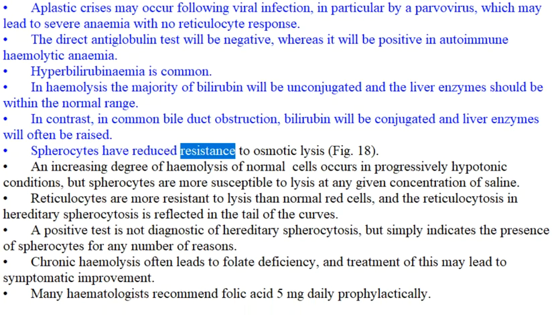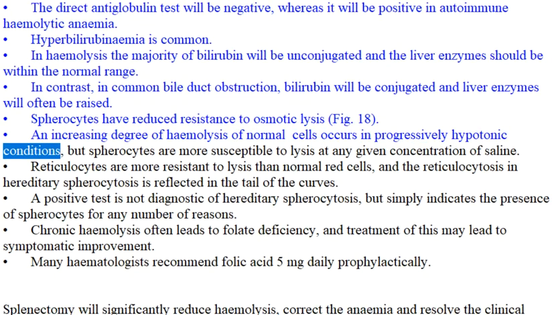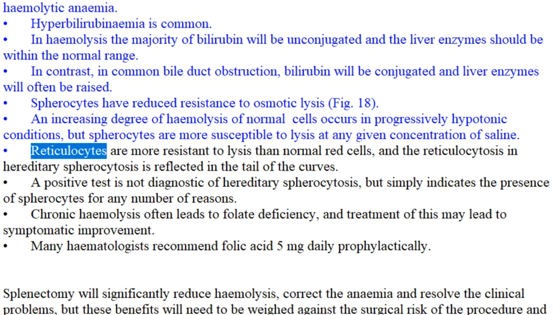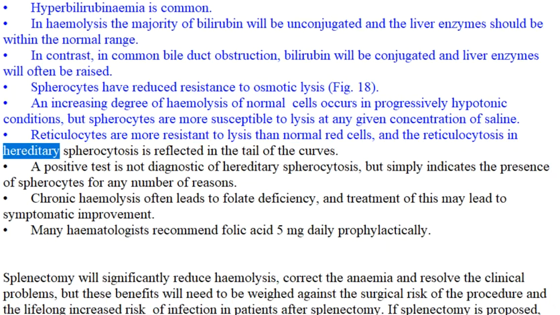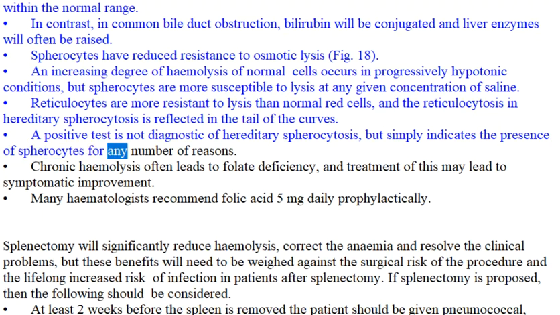Spherocytes have reduced resistance to osmotic lysis, Fig 18. An increasing degree of hemolysis of normal cells occurs in progressively hypotonic conditions, but spherocytes are more susceptible to lysis at any given concentration of saline. Reticulocytes are more resistant to lysis than normal red cells, and the reticulocytosis in hereditary spherocytosis is reflected in the tail of the curves. A positive test is not diagnostic of hereditary spherocytosis, but simply indicates the presence of spherocytes for any number of reasons.